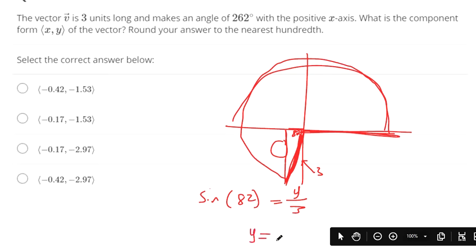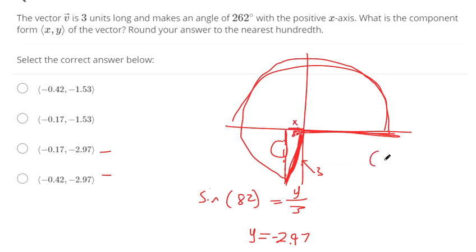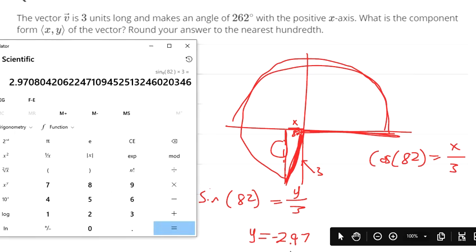So y is going to be 2.97, and it's going to be negative because, look, we're going down on the y-axis. So check your signs at the end. Y needs to be negative 2.97, so it's one of these two. And now the x is also negative. The x would be the adjacent. So cosine of 82 is the adjacent divided by the hypotenuse.